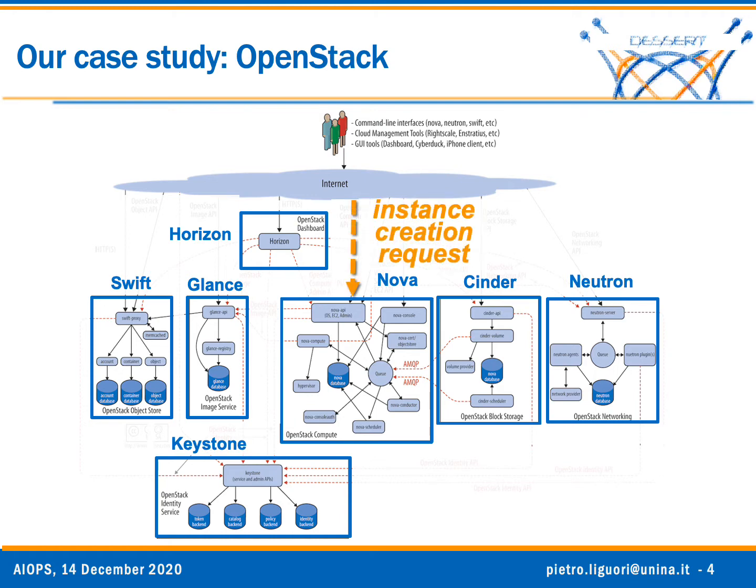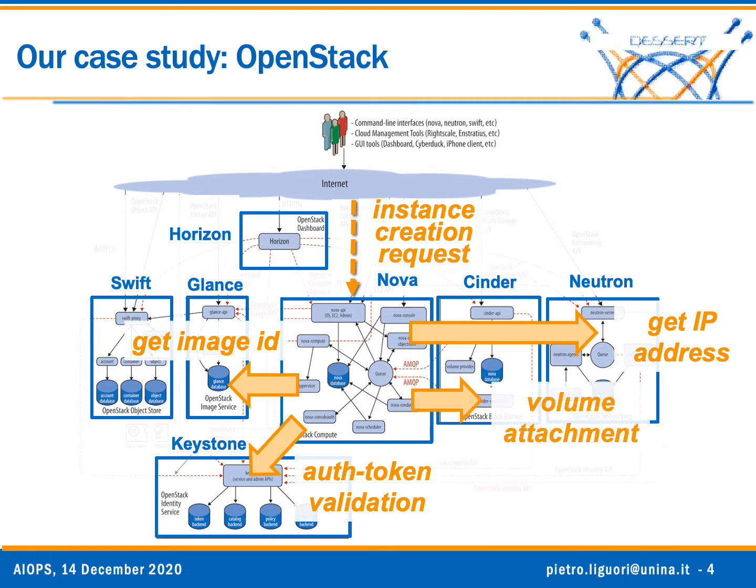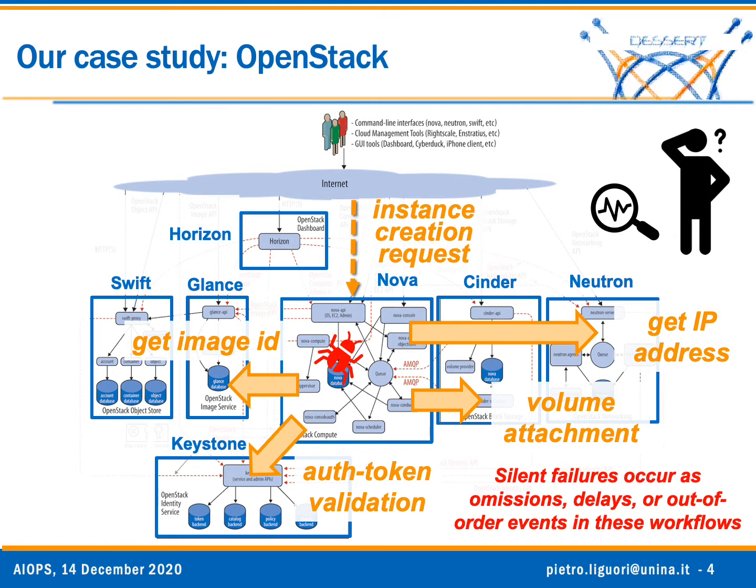Let's suppose that a user wants to create an instance by using the API provided by the Nova subsystem. This request starts an exchange of events among the OpenStack subsystems. This workflow is just a simplification of what really happens in OpenStack. A bug in the system can cause silent or undetected failures. These failures occur as omissions, delays, or out-of-order events in these workflows.